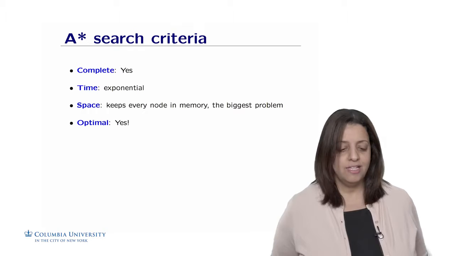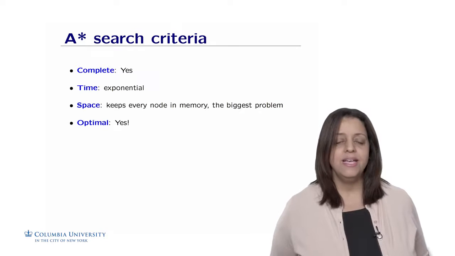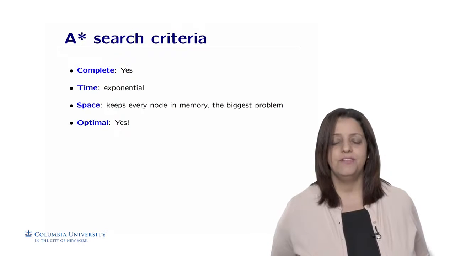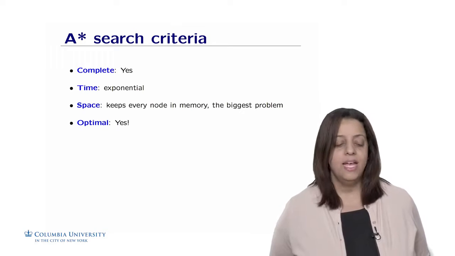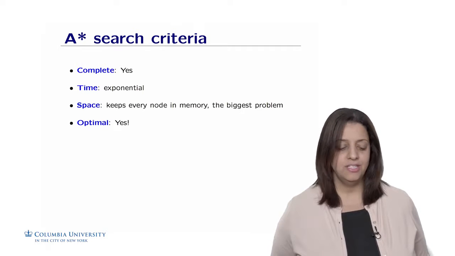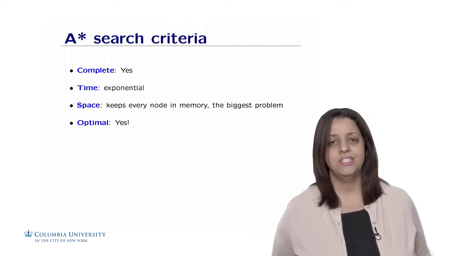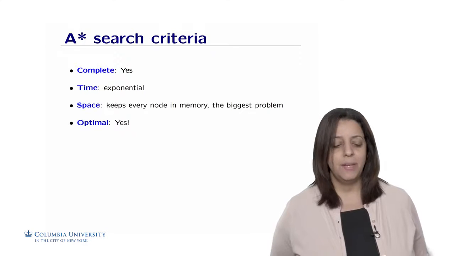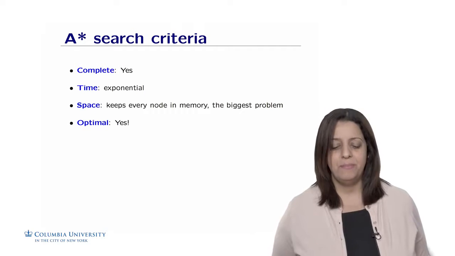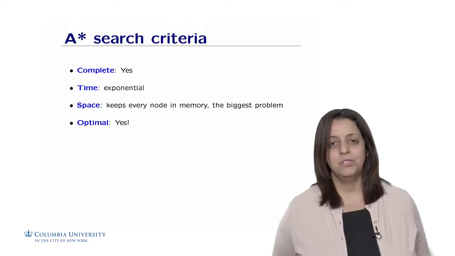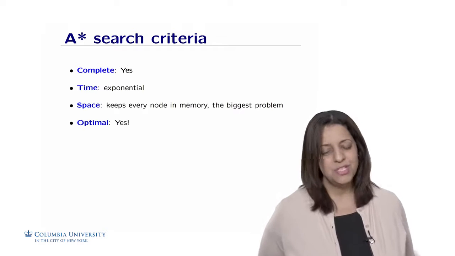So how about the search criteria for A-star? A-star is complete because if there is a solution, you will find it. Unfortunately, the time is still exponential and the space is still exponential, and the main reason is that it keeps all the nodes in memory to find the best possible solution or the optimal solution, which is the biggest problem.